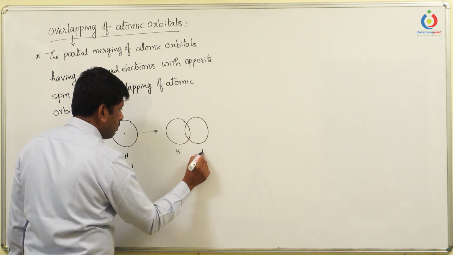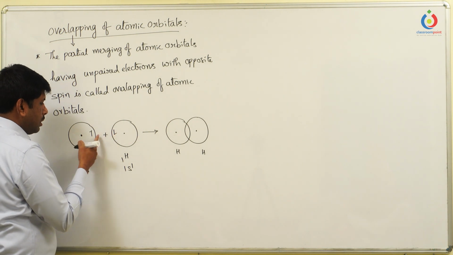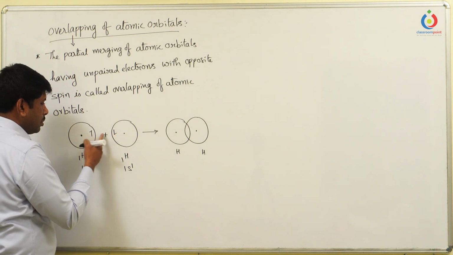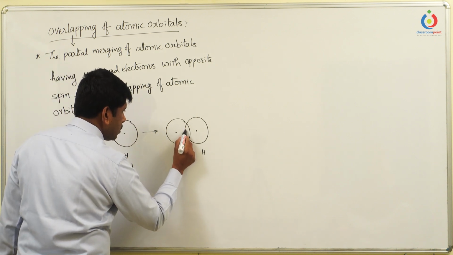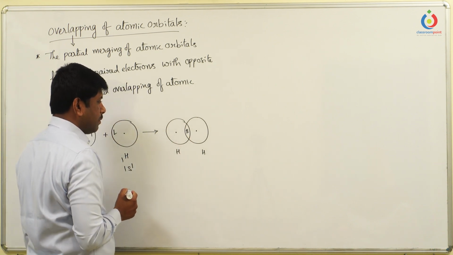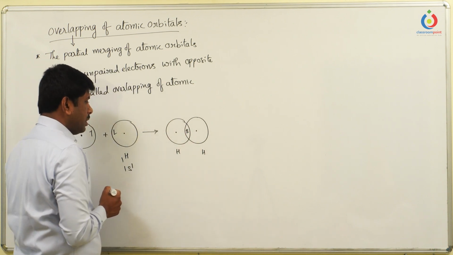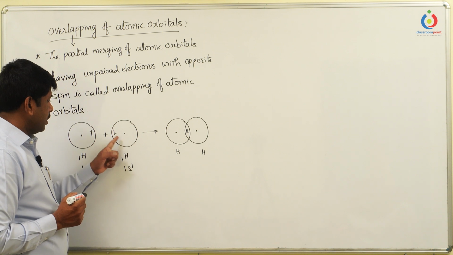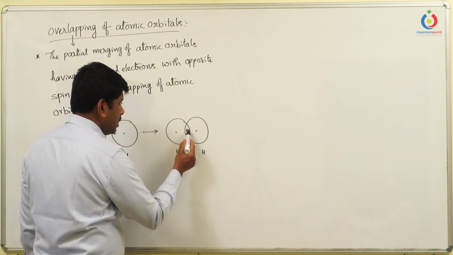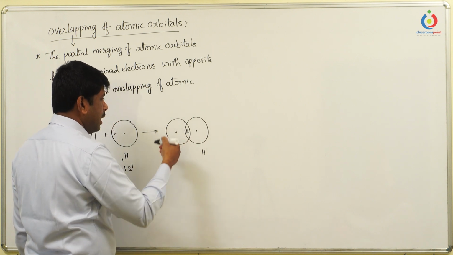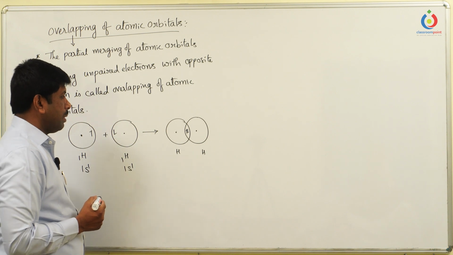the atomic orbital of both of these hydrogens, see, this is the atomic orbital of hydrogen, this is the atomic orbital of the other hydrogen. They approach each other and there is partial merging. This area is called the common area or overlapping area. This overlapping area has the pair of electrons given by both of these atoms coming with opposite spins. So this type of partial merging of the atomic orbitals of any two atoms for bond formation is called the overlapping of atomic orbitals.